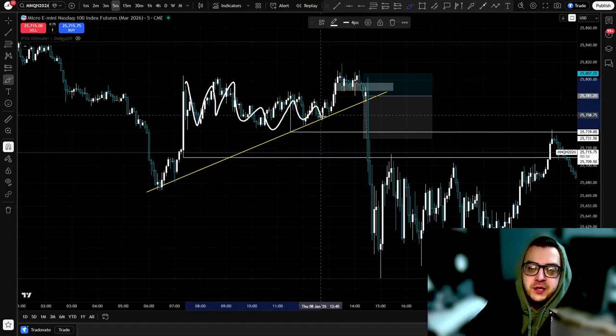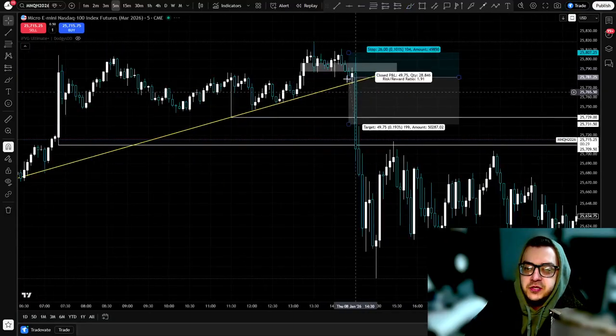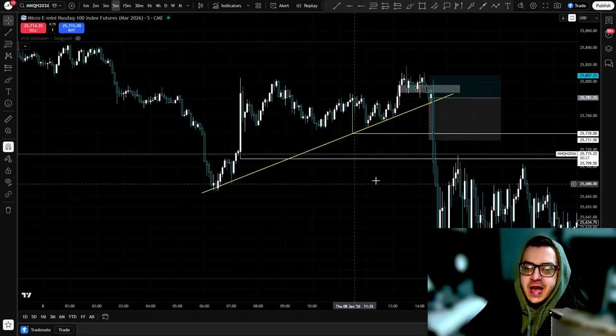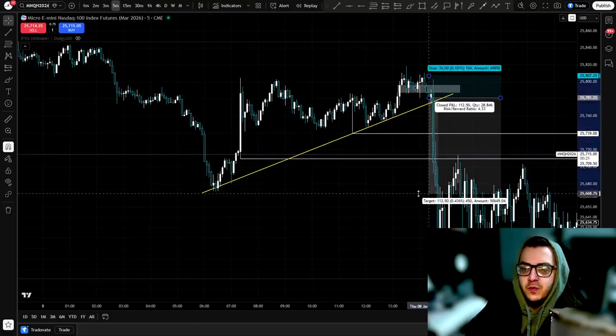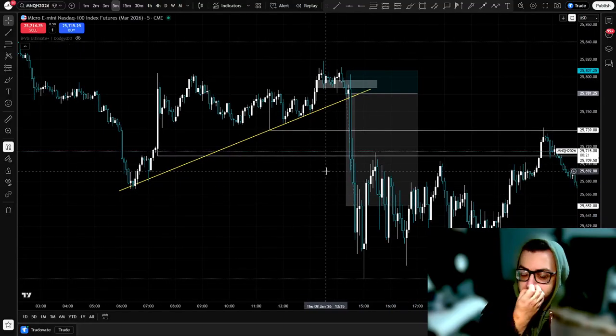In my opinion, accumulation, manipulation where we sweep this high. And then as you can see, we got the inversion there. And then once open came, it just absolutely blasted down straight through all these levels. At least a 1 to 5. Another really solid trade.